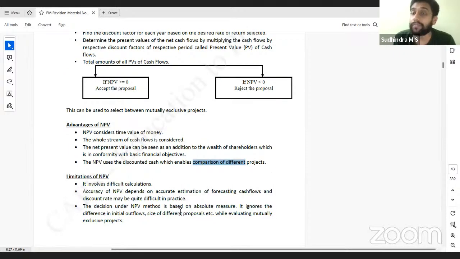Calculation is difficult. If the project life is 5 years, 4 years, okay, reasonable. If it is 10 years, 15 years, 20 years, calculating present value is difficult. Then the accuracy of the NPV depends upon forecasting cash flows.